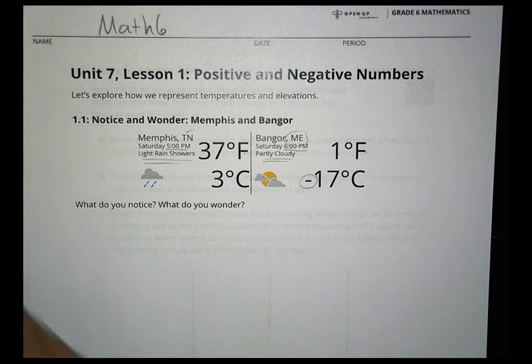Okay, so a couple different cities, two different temperatures for each city. We have Fahrenheit, Celsius, and this one is a -17. Things you might wonder about. Okay, well, let's move into today's lesson activities.